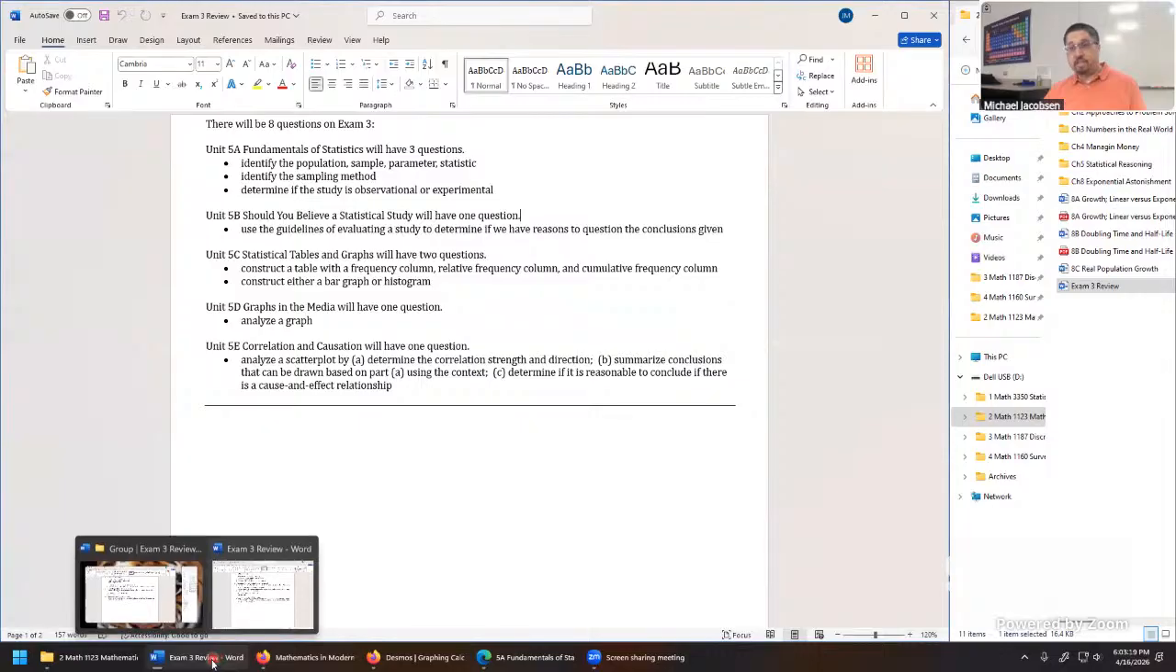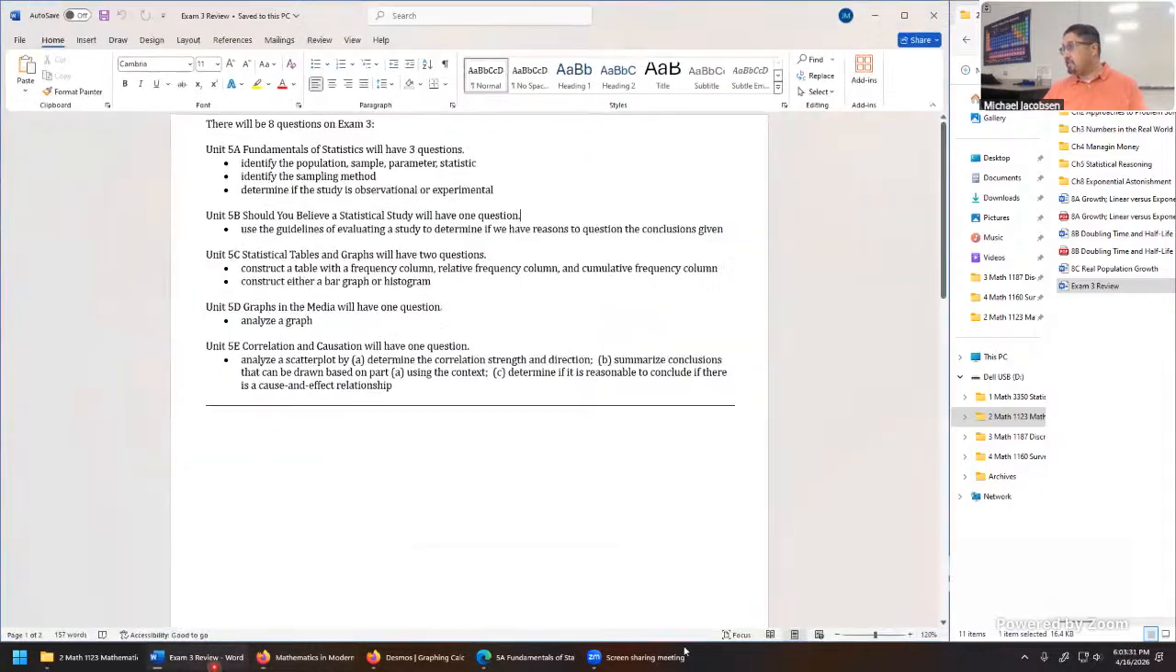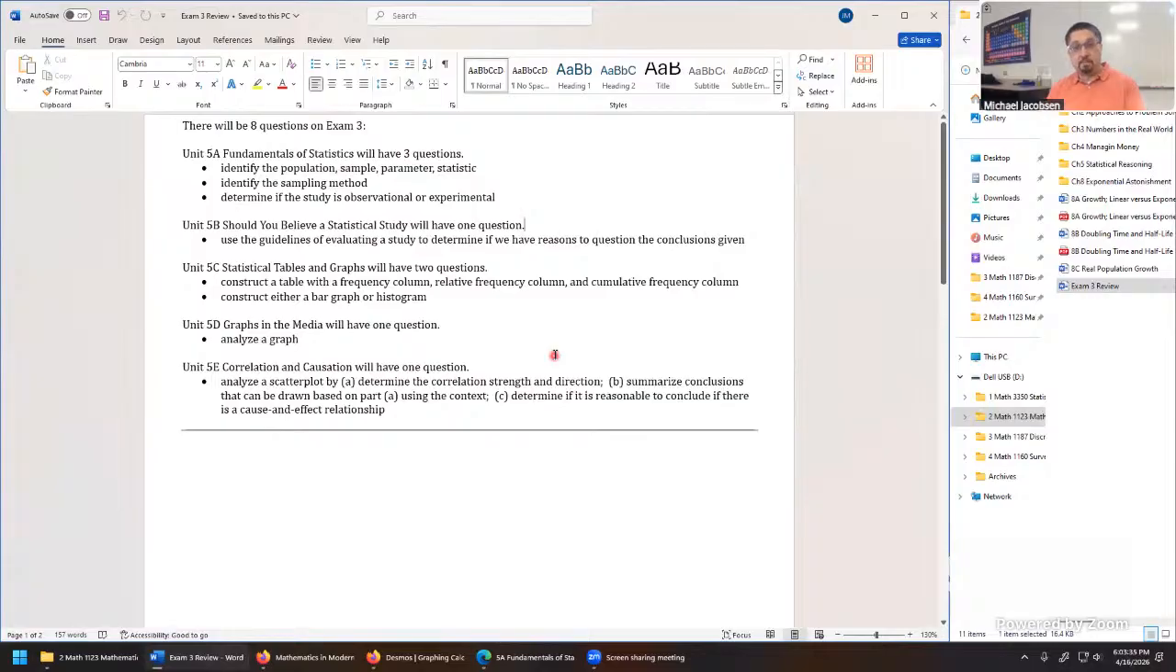So this document right here is the exam 3 review. And any review problem we do, we're going to update and republish it right there on this week, week 13. And this gives you kind of a guide on what's really going to be on the third exam. So it's going to focus on 8 questions, kind of corresponding to the amount of time we spent on the unit for the most part.